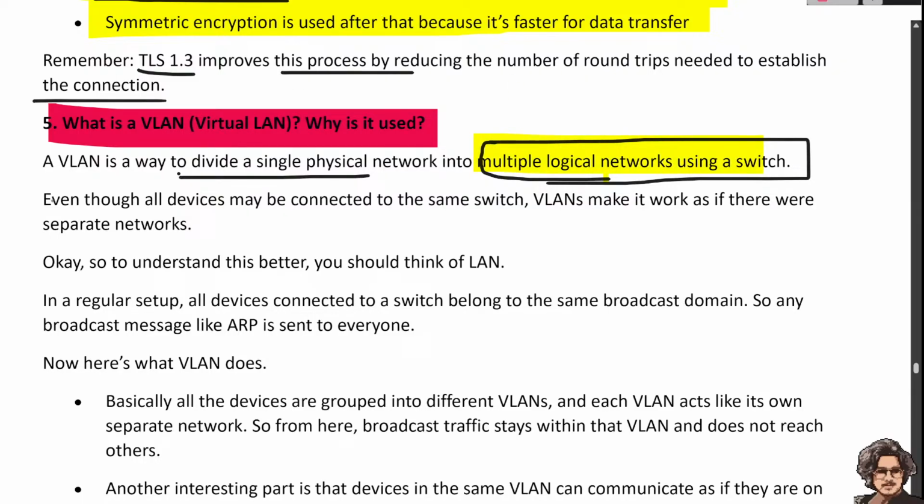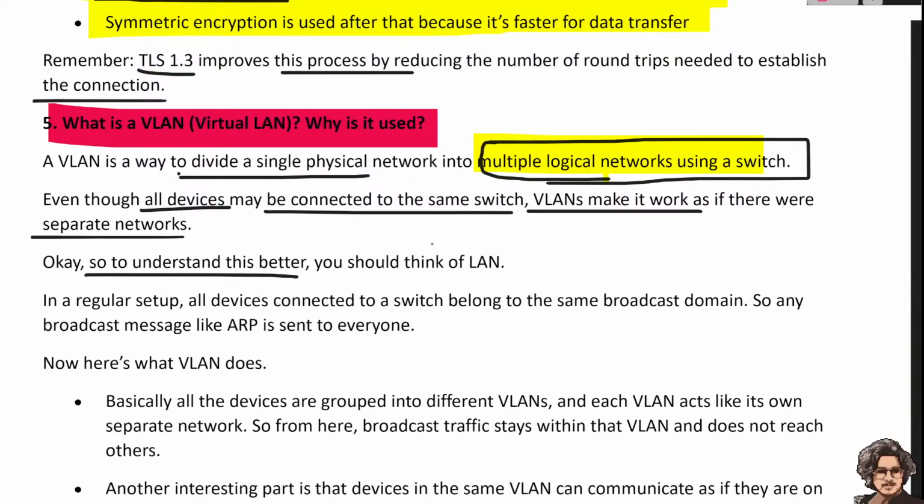Even though all devices may be connected to the same switch, VLAN makes it work as if they are separate networks. To understand it better, think of a regular LAN, where all devices are connected to the switch, which works at the second layer.